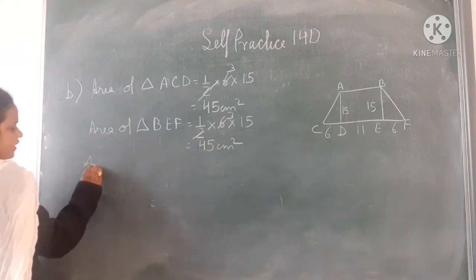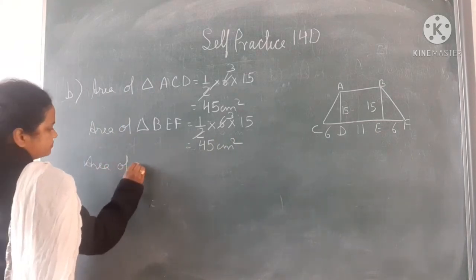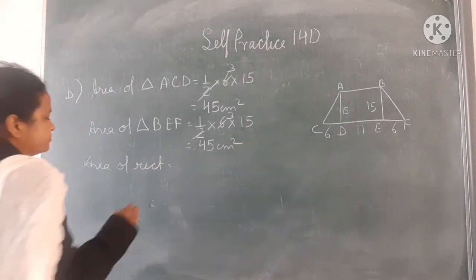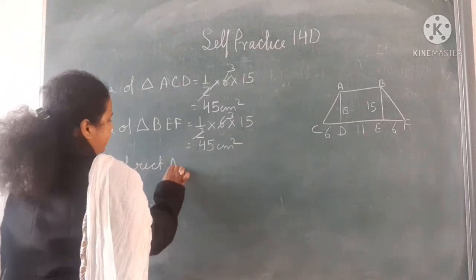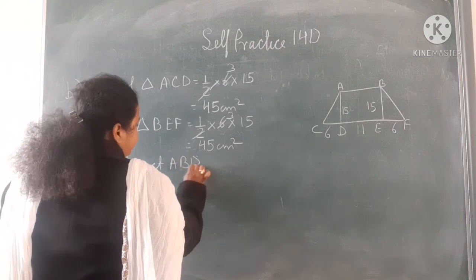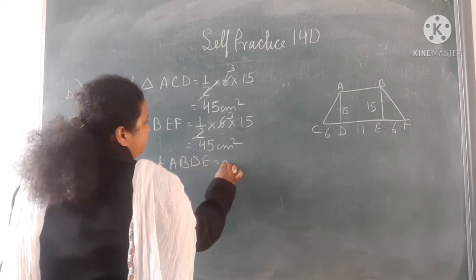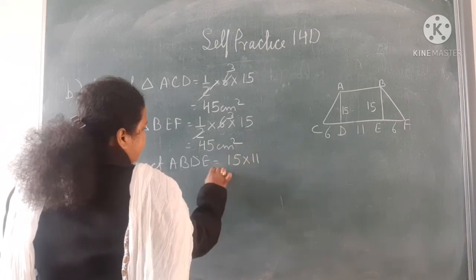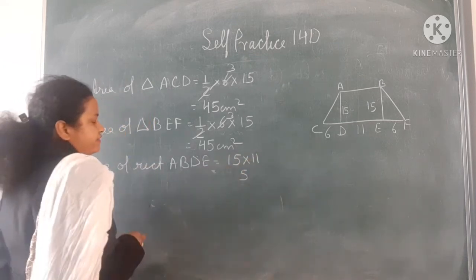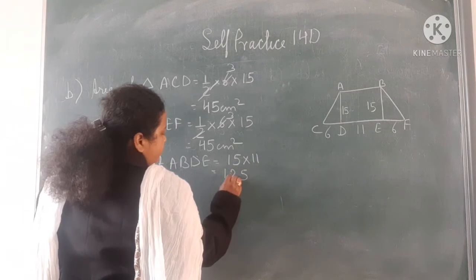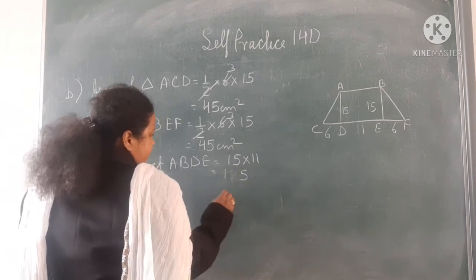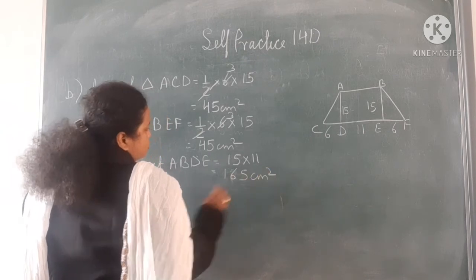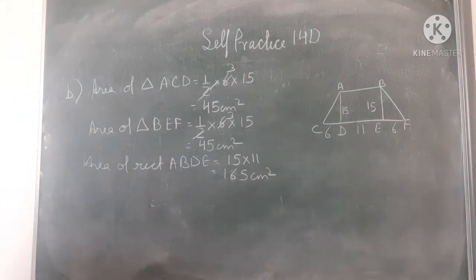Now area of rectangle ABDE is equal to length into breadth, which means 15 into 11. 11 5s are 55, 11 1s are 11, plus 5 is 6, so 165 centimeter square.